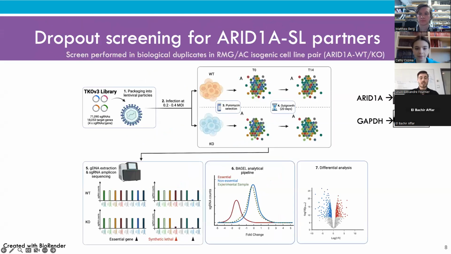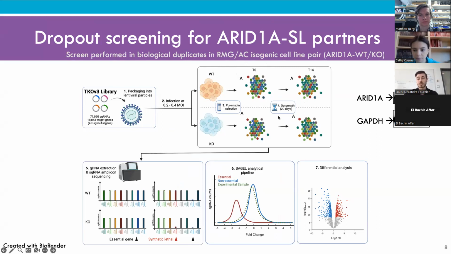So to do this at the genome-wide scale, I've employed the Toronto Knockout version 3 library, which is a CRISPR library that targets 18,000 genes in human cells. I've packaged this library into lentiviral particles, which I've then used to infect ARID1A wild-type or knockout cells at a ratio so that only one guide RNA should be incorporated per cell. The infected cells can then be selected for with puromycin, and we collect an initial time point for the experiment to assess the representation of our library at the start of the experiment.